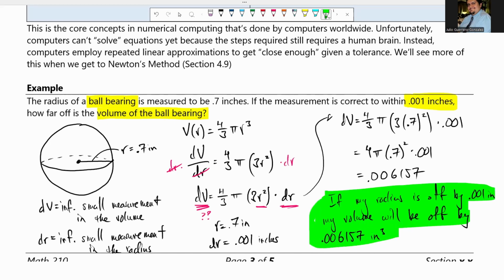So notice what we did here. If we're able to determine how far off one measurement is, we can provide an error for the other measurement, all based off of the calculus. Like I said, this is very useful when it comes down to manufacturing things, if you're making anything, or if you're looking at tolerances for things that have been created. Sometimes overall quality assurance uses this stuff.